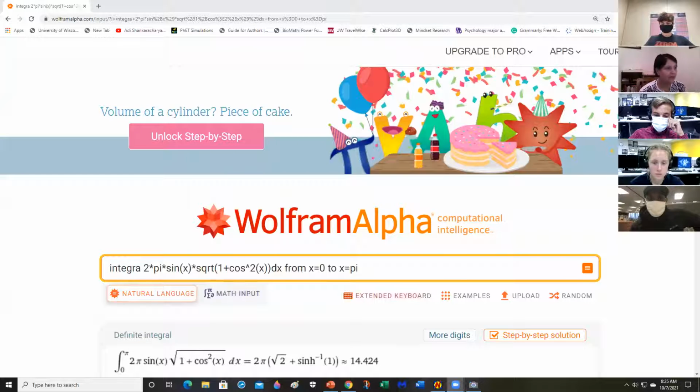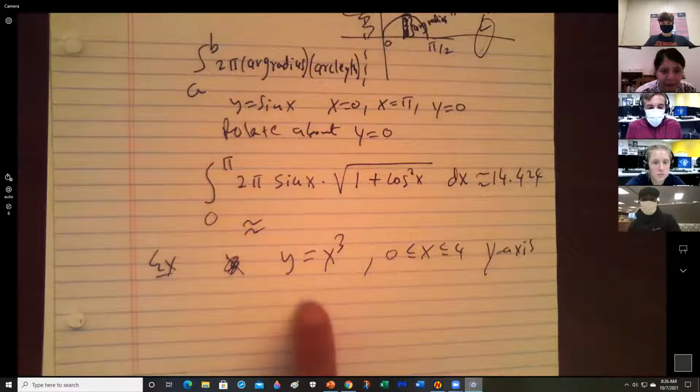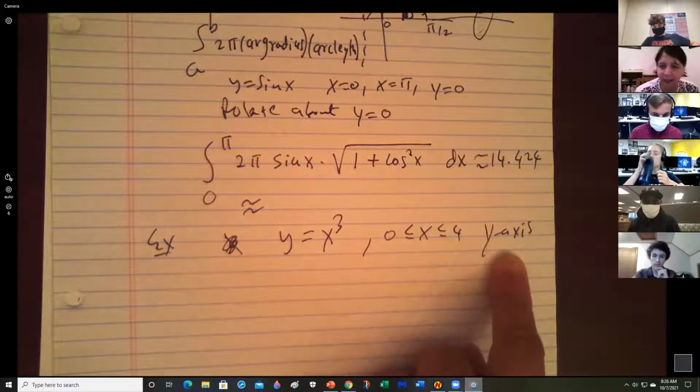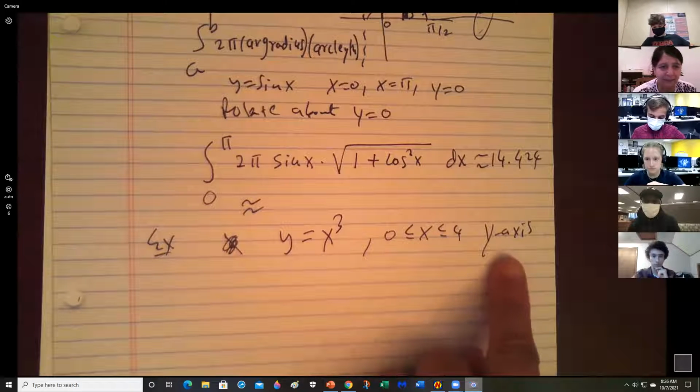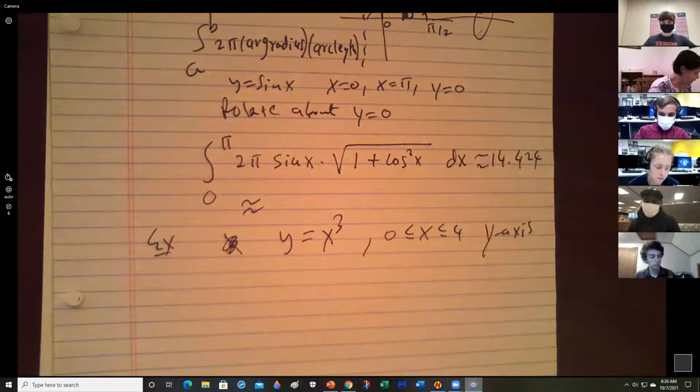Okay. All right, let's do this. Did we do this one last class? Can somebody look? y equals x cubed, x between 0 to 4, and rotate about the y-axis. Did we do that one? Oh, we did? Okay. All right, then.